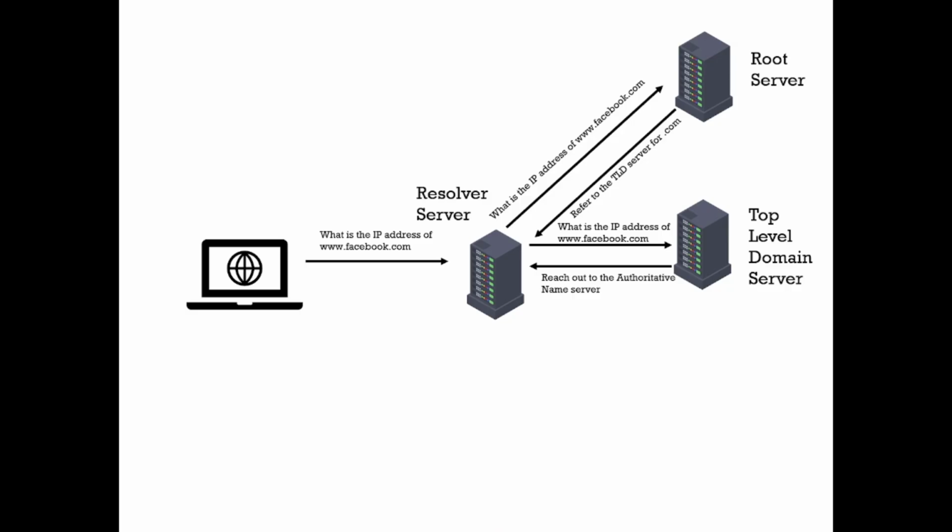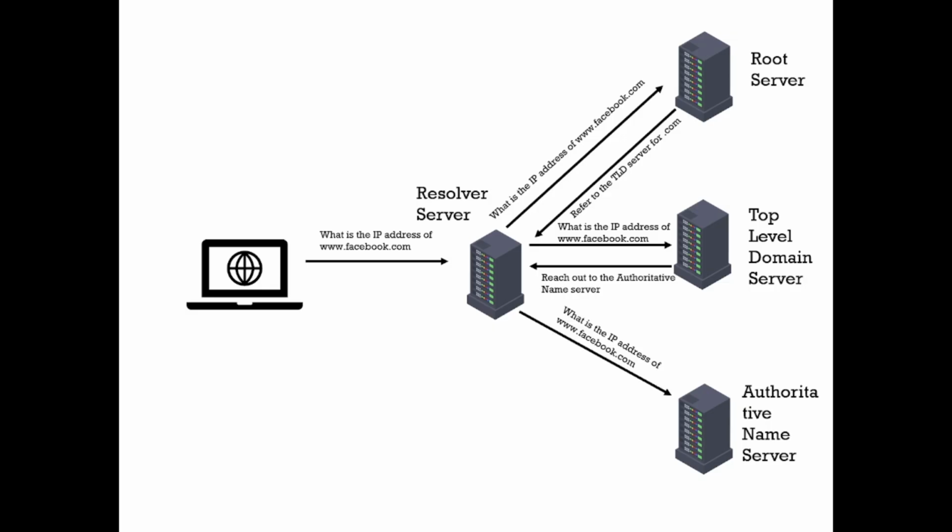This particular type of server is responsible for knowing everything about the domain. They have all the details, all the information about a particular domain, and that includes the IP address. So now your resolver server goes to ask, okay, authoritative name server, what is the IP address of facebook.com? Since it has all this information, it says, okay, you've come to the right place finally. So now here you go.